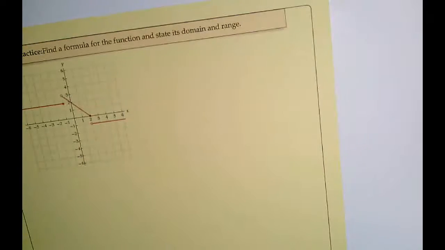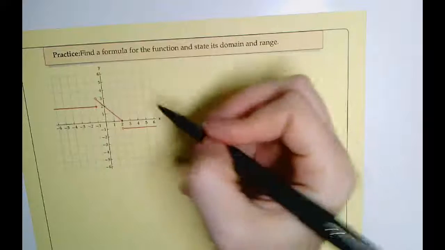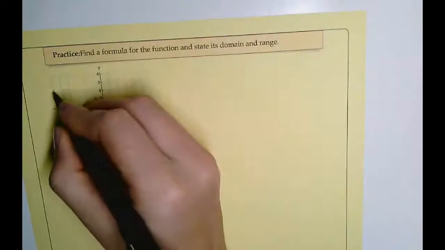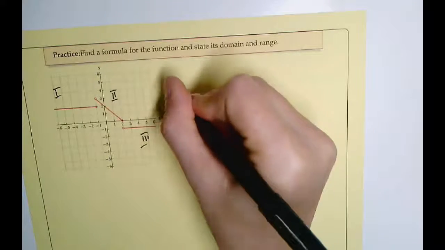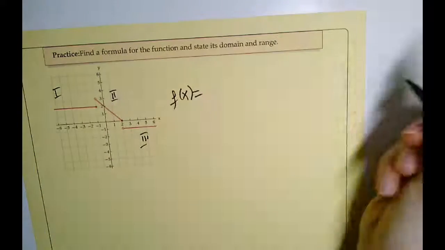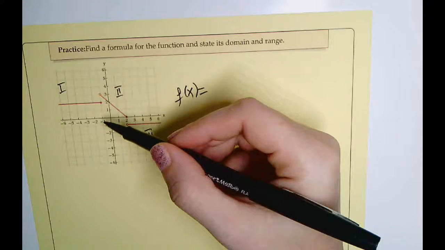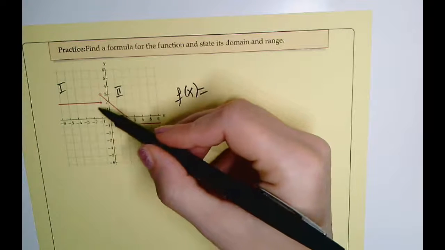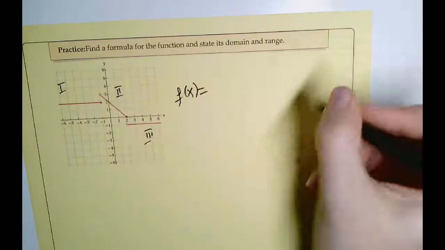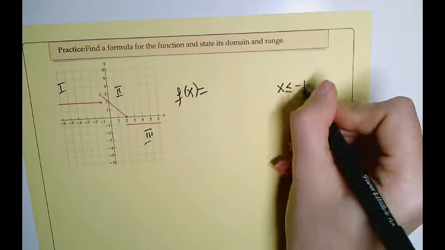All right, one last example. Practice: find the formula for the function and state its domain and range. So we are given the piecewise defined function, we see that we have 3 pieces, and I want us to come up with a formula. So what's the first piece? What are the x values for the first piece? It's everything below -1, including -1, since I have this full circle now. So the first piece is for x less than or equal to -1.